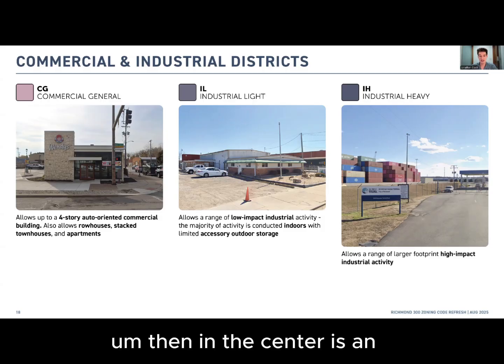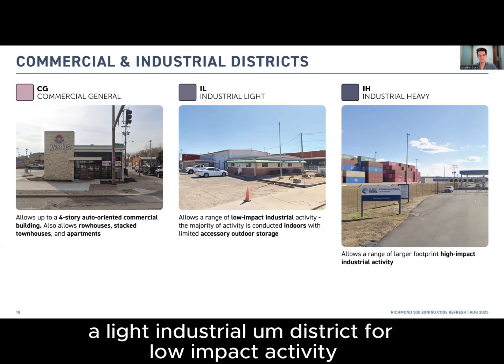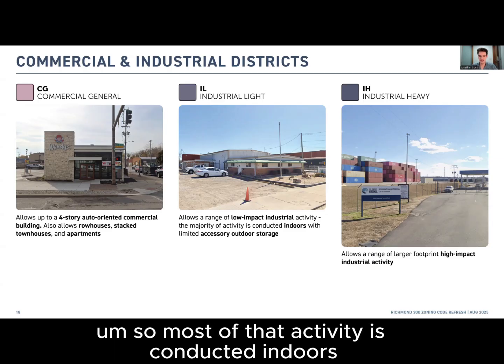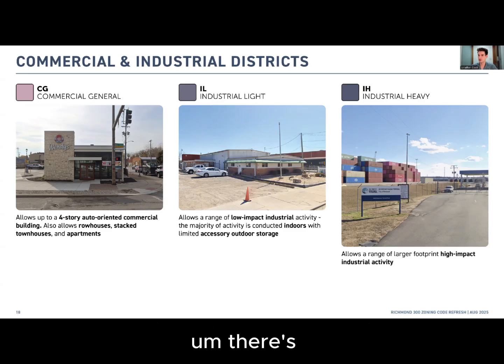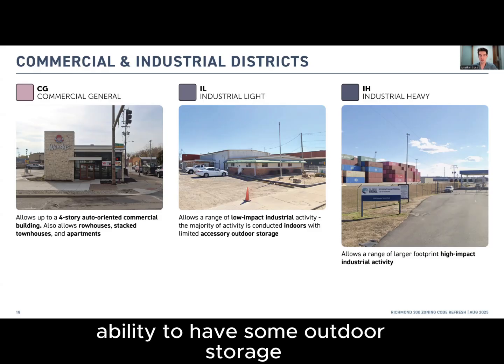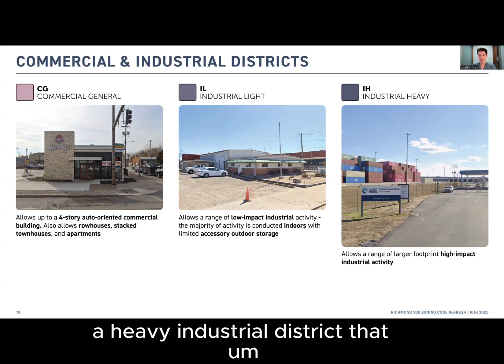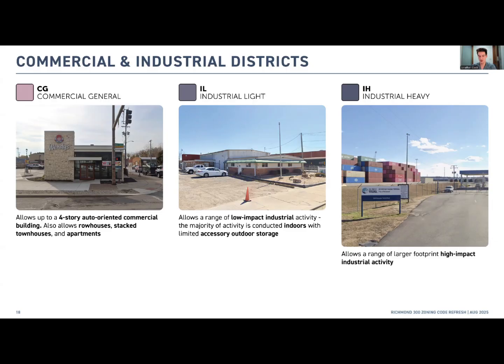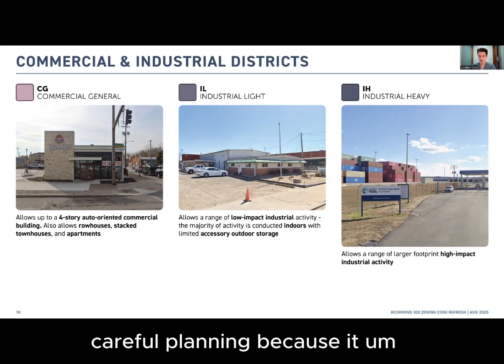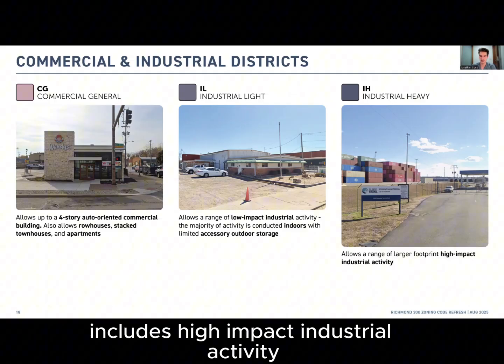Then in the center is a light industrial district for low impact activity. So most of that activity is conducted indoors. There's ability to have some outdoor storage as an accessory use. But then on the right is a heavy industrial district that necessitates careful planning because it includes high impact industrial activity.